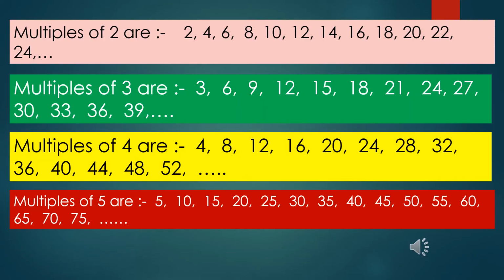Next we can study multiples of a number. Multiples of 2 are 2, 4, 6, 8, 10, 12, 14, etc. And multiples of 3 are 3, 6, 9, 12, 15, 18, etc. And multiples of 4 are 4, 8, 12, 16, 20, 24, etc. Multiples of 5 are 5, 10, 15, 20, 25, 30, etc. It means when you multiply a number by any counting number, we will get a multiple of that number.